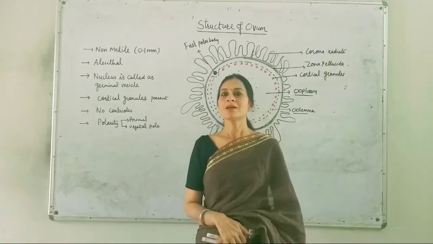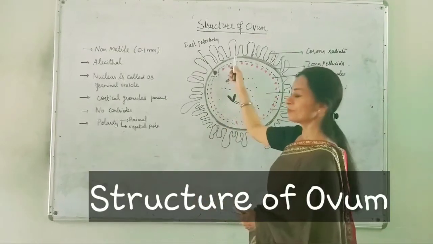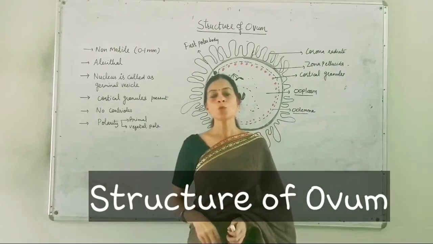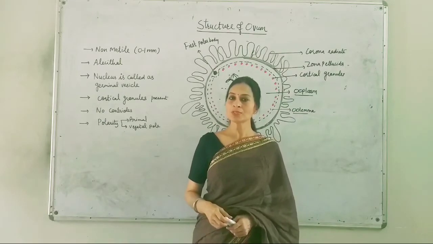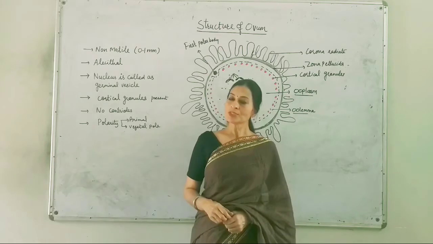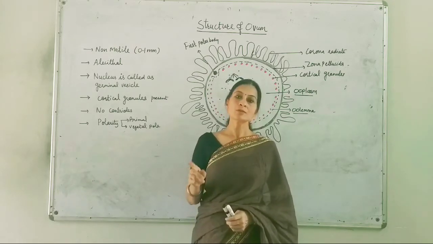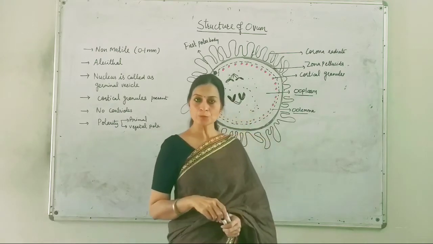Dear students, now we are going to study the structure of the egg, or the ovum. You all know that this ovum is the result of the oogenesis process, which is initiated in the fetal stage. Oogenesis is going to complete only when the sperms arrive in the fallopian tubes.